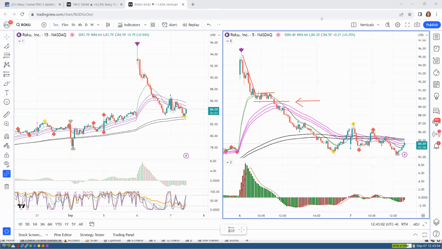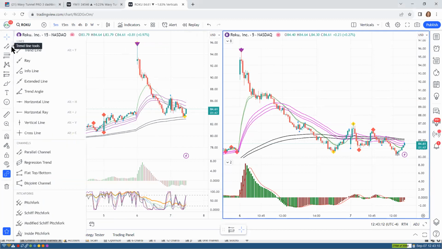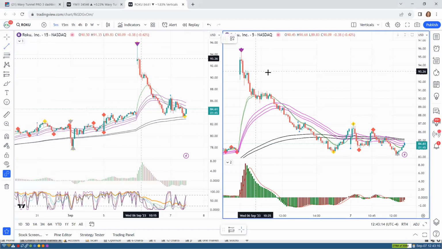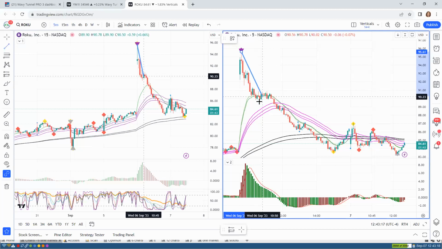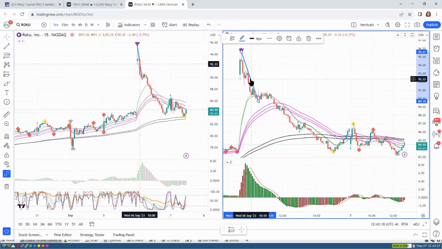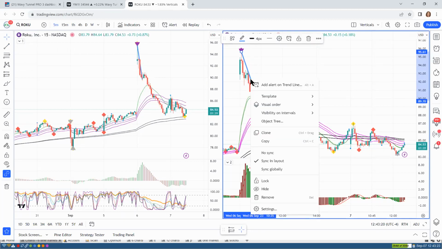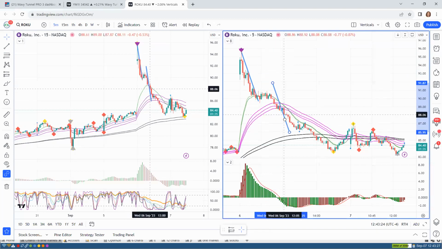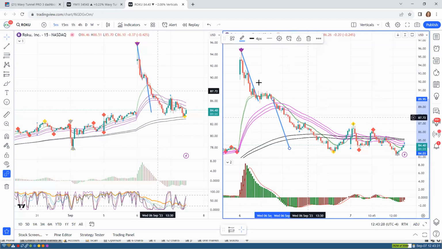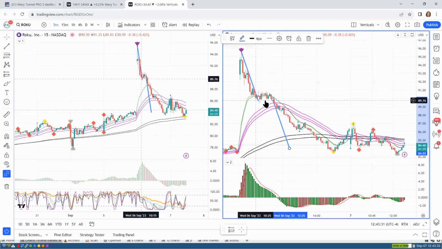You would target the length of this. So let's do that. If we go from here to here, and then you want to duplicate that, this would be your target for this move. So this would be your breakdown point.